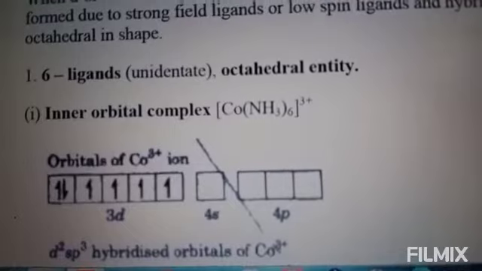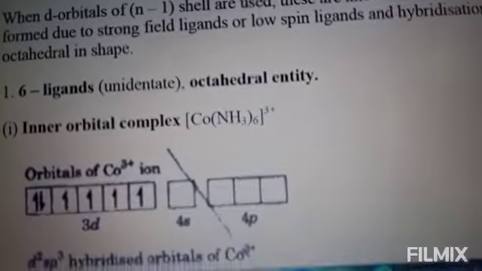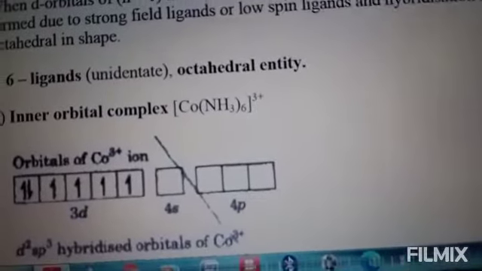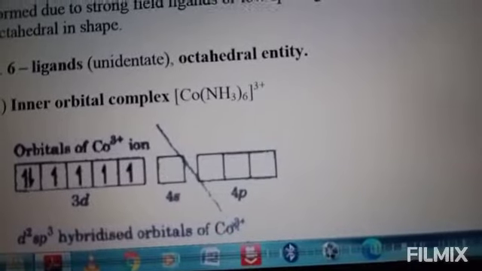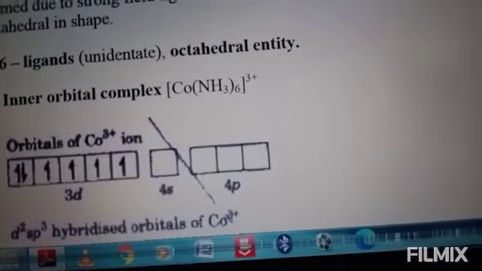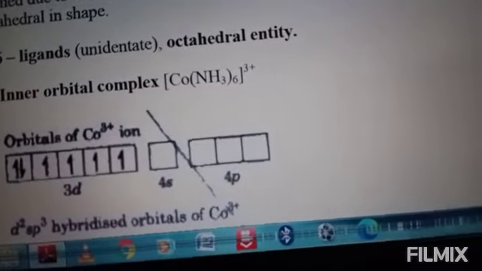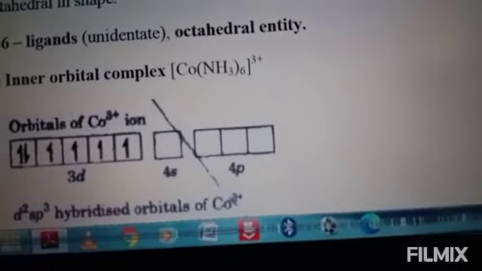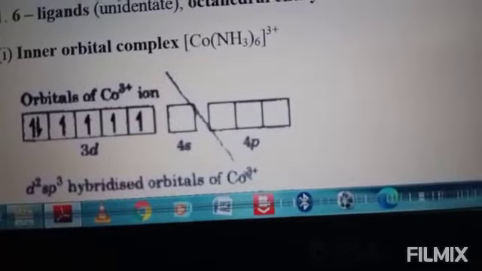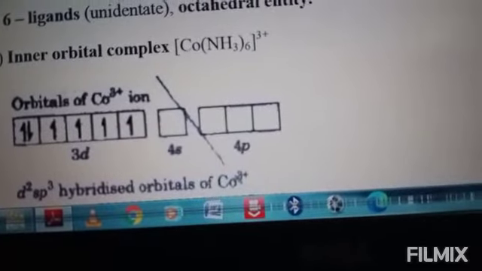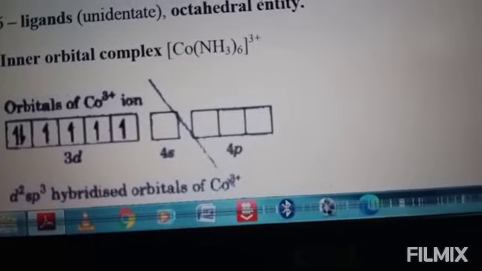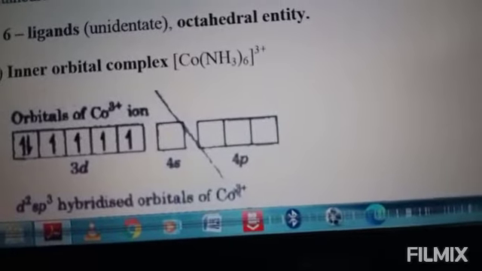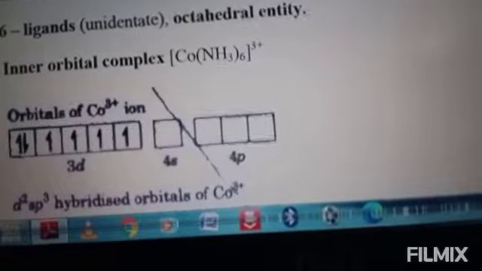Okay, now in this hexaamminecobalt(III) we need to understand the atomic number of cobalt first, isn't it? After that we need to write the electronic configuration of Co3+ by removing 3 electrons. Cobalt has the outermost electronic configuration 3d7 4s2. To remove 3 electrons, we remove two from 4s and one from 3d. So the remaining Co3+ ion has the electronic configuration 3d6 4s0. Clear? And 4p is also blank.